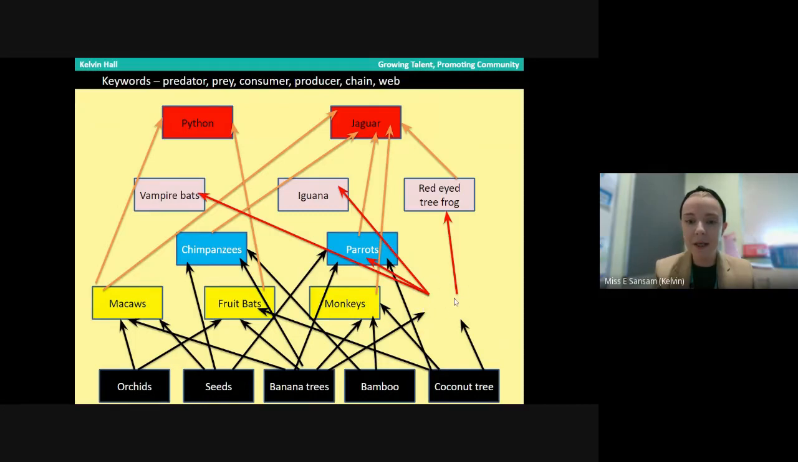I want you to have a think about why it might affect my chimpanzees, which are here in my blue box. So again, if your teacher can pause the video, I'll give you a chance to have a good look at this food web. Why might it affect the number of chimpanzees?